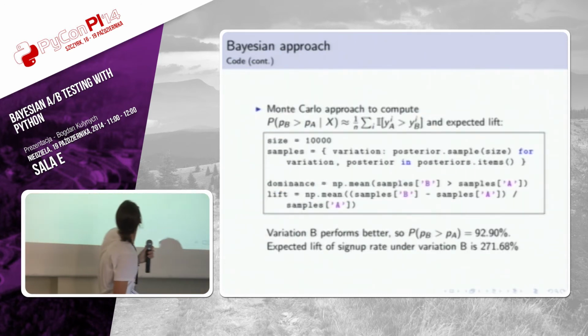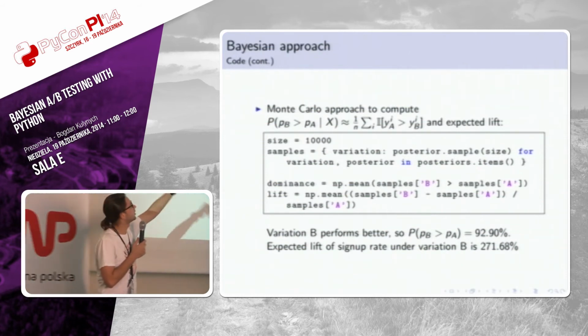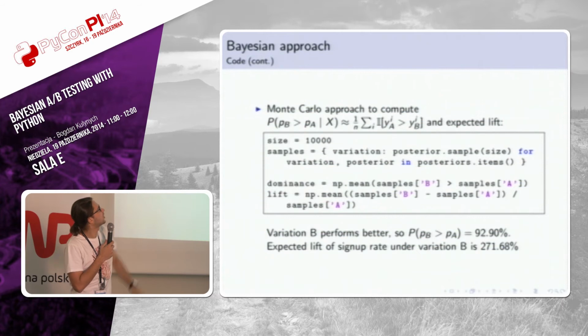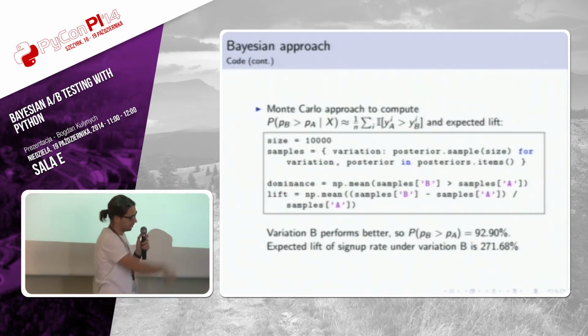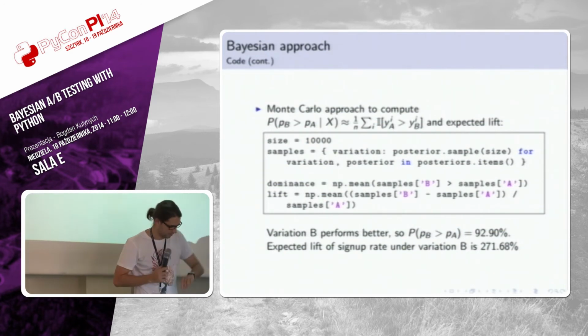And yeah, you can do Monte Carlo simulations to compute more complicated things. Like, well, the most important, the probability that one variation is greater than another. We can use this kind of Monte Carlo approach to compute it. So for this case, the probability that variation B is better than variation A is 92%, 93%.